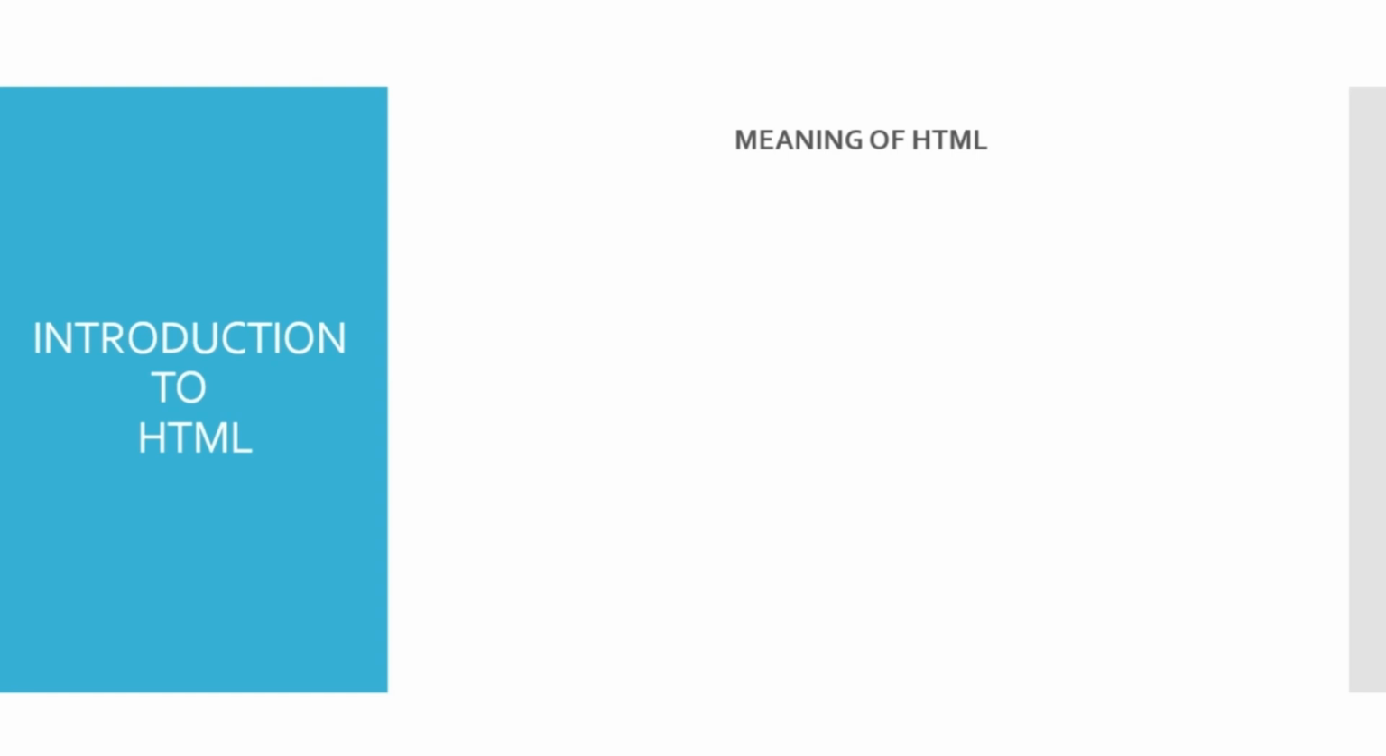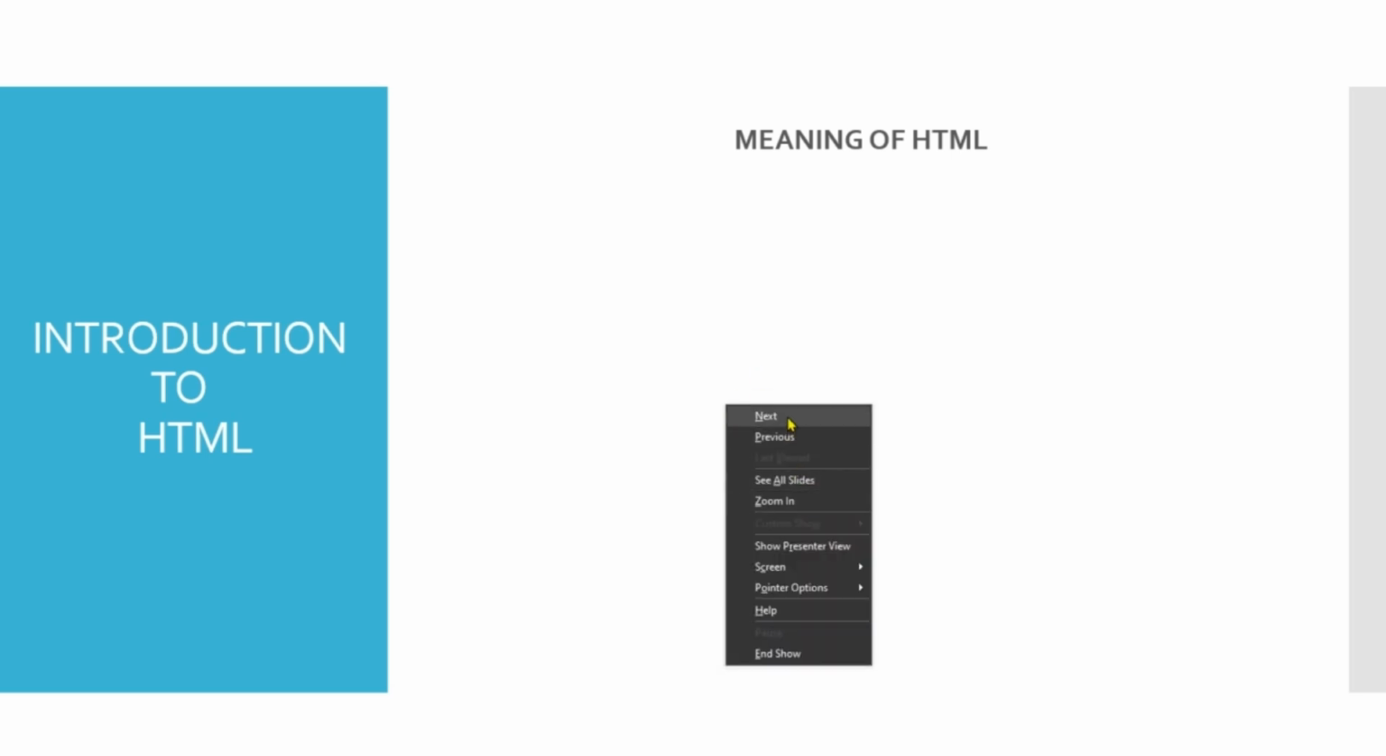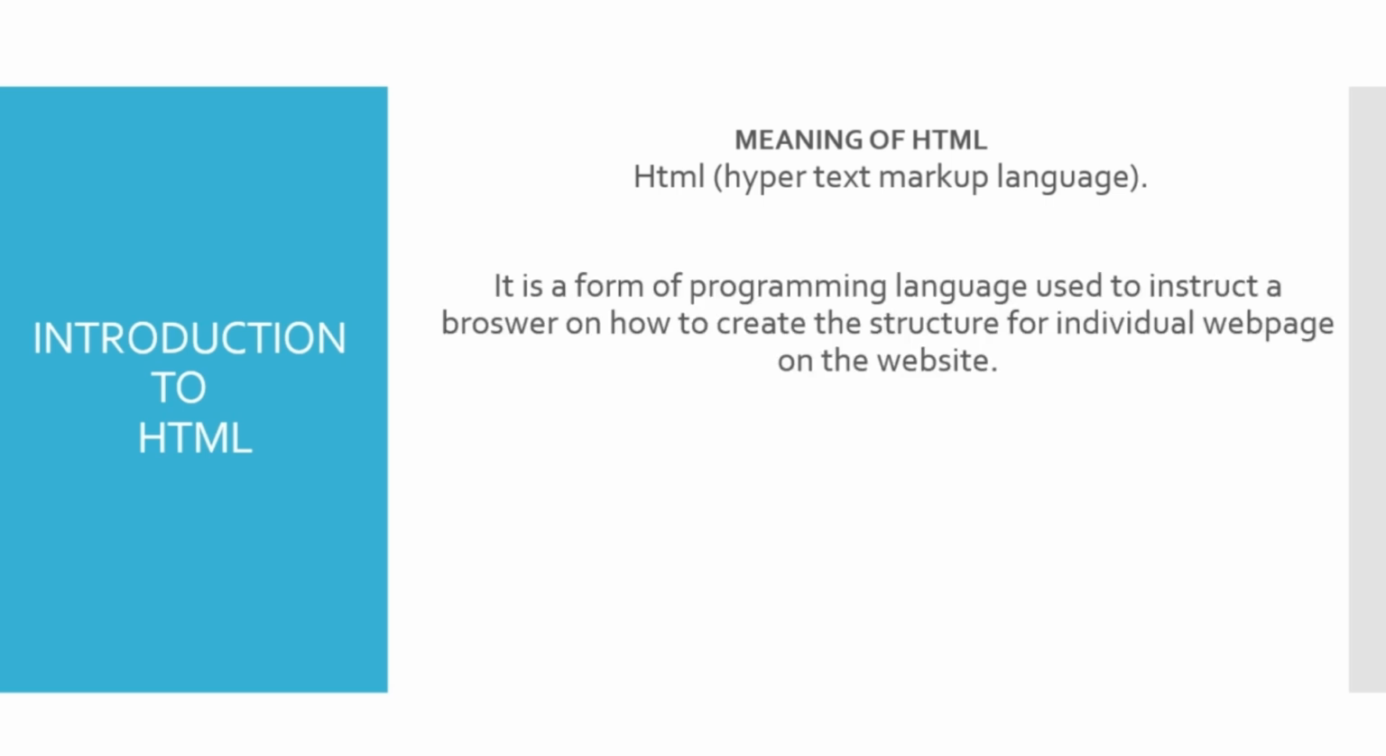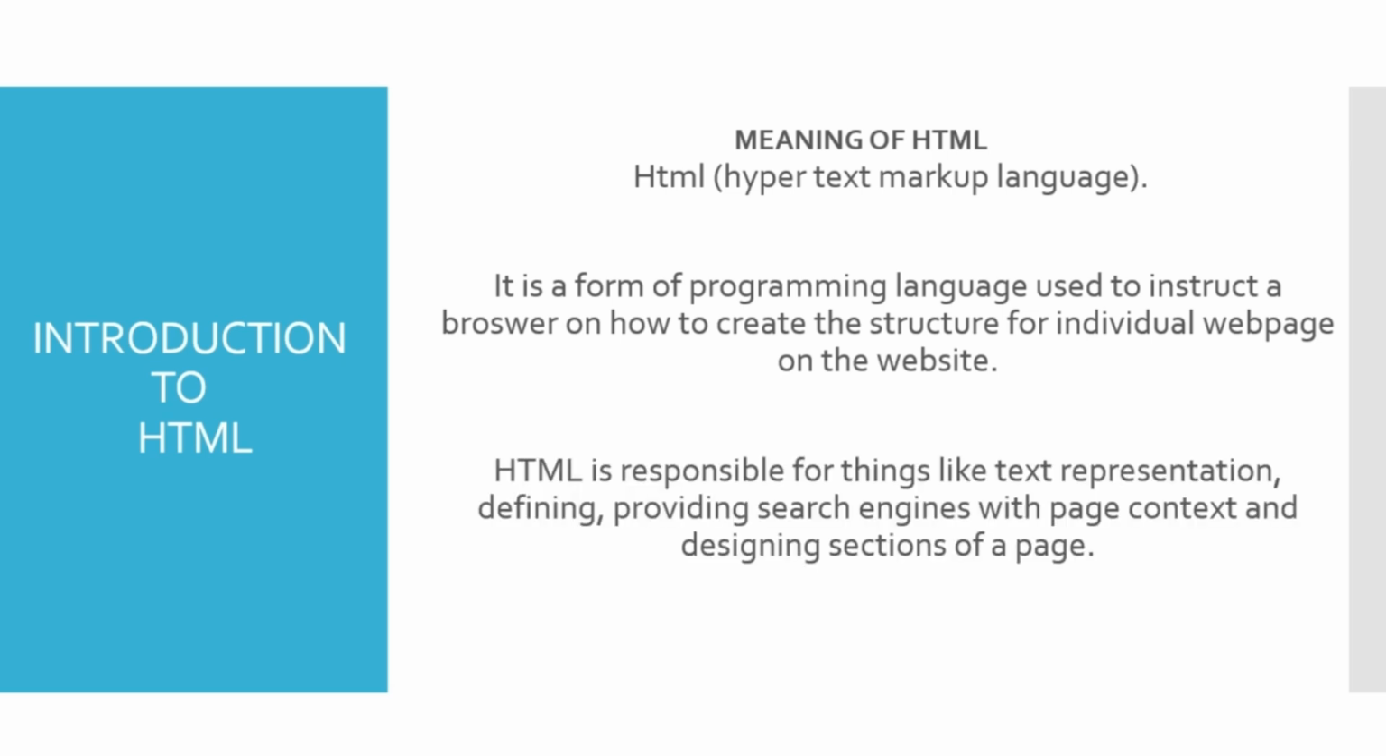About Introduction to HTML, its meaning, and its application. HTML is a hypertext markup language. It is a form of programming language used to instruct the browser on how to create the structure for individual web pages on a website.